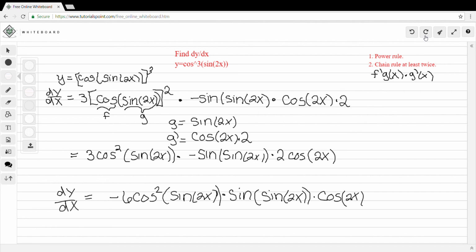So in order to do this problem, you must know the power rule and you must know the chain rule. And we use the chain rule at least twice for this problem.